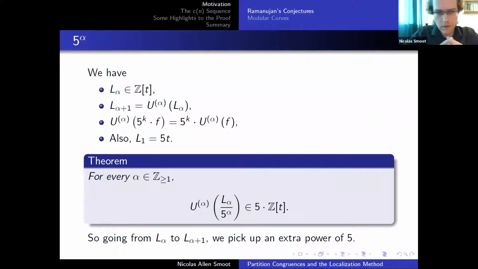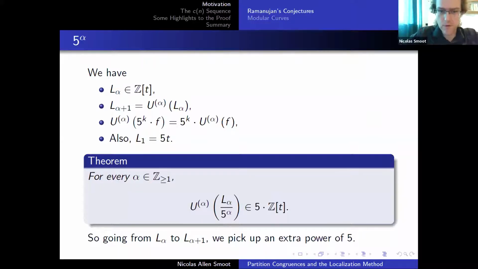So, a very, very quick assessment of what you basically do. You have each L alpha as an integer polynomial in T. You know how to get each L alpha from the previous L alpha by applying the appropriate linear operator, because it's linear. If what you have is already divisible by a power of 5, you can pull that out and examine what's left. And we know that L1 is 5t.